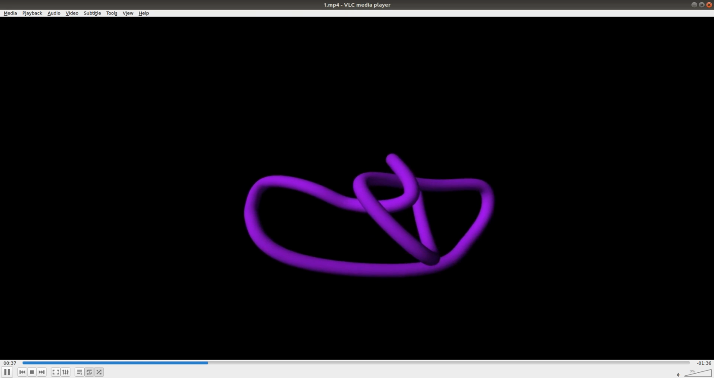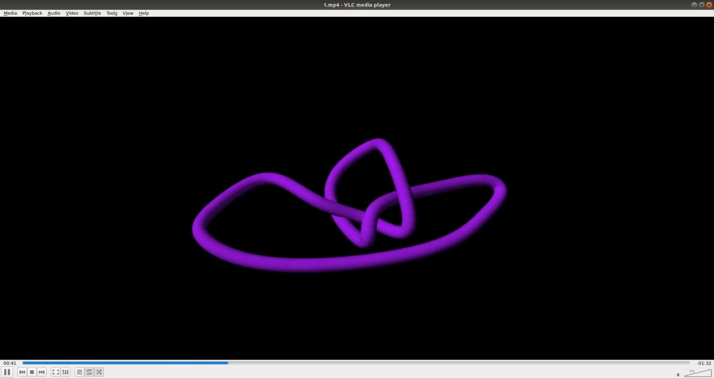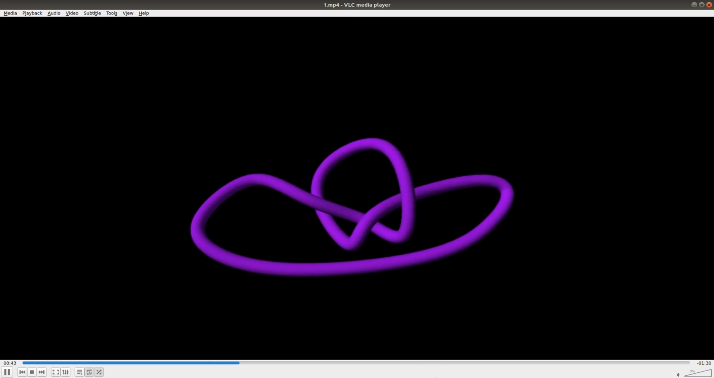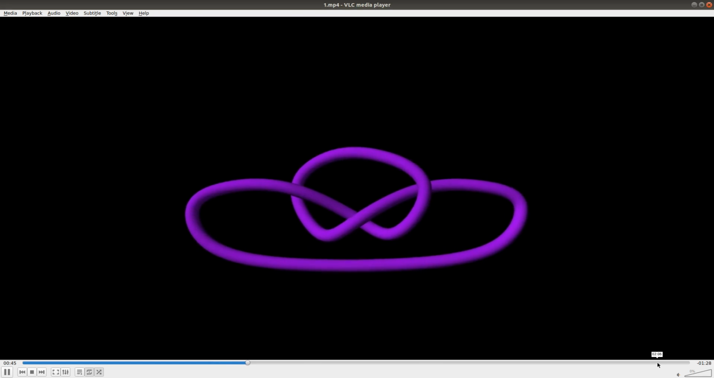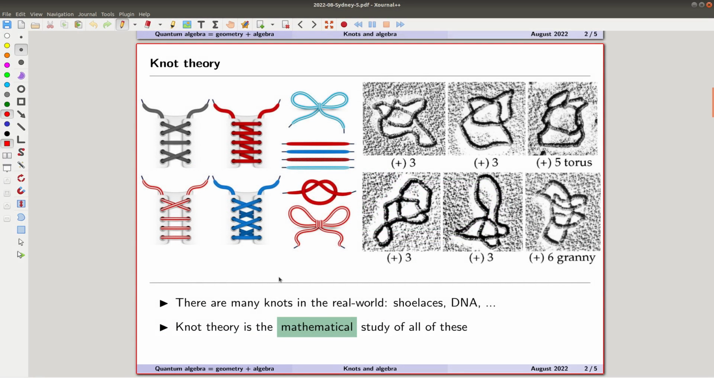And this is exactly what the DNA does as well. The shoelace picture is slightly different from the DNA picture. So let me stop the video. Okay, so that's what we do in knot theory. You really just take a piece of string, you put it in three-space, and it gets knotted in kind of fancy ways.